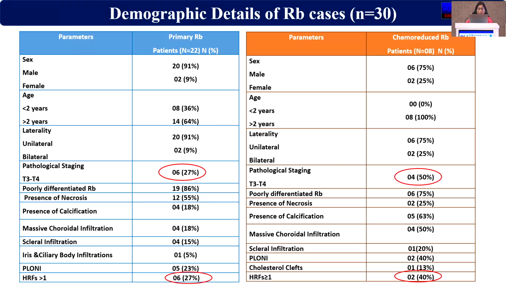Next, coming to the result. These are the demographic details of primary and chemo-reduced cases, in which both have male preponderance, and 27% of primary cases have high pathological staging, and 50% of chemo-reduced cases have high pathological staging.